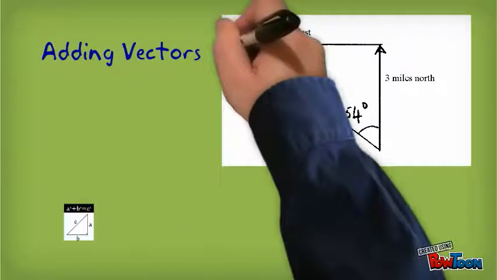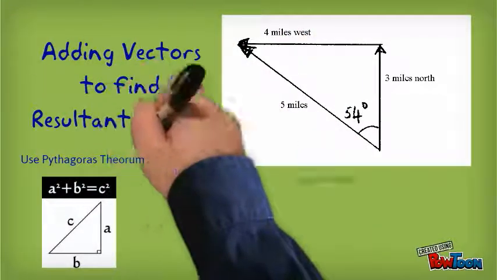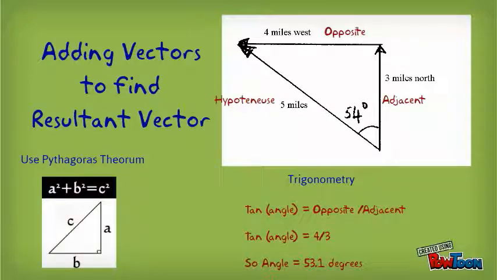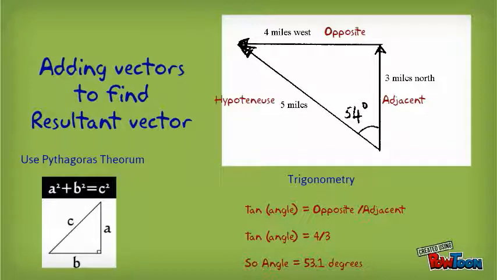We can find the resultant vector by adding vectors together, and we do this in the following way. If I start off and walk 3 miles north and then turn and walk 4 miles west, I can draw a little triangle, and I can use Pythagoras' theorem to work out the total distance travelled in a straight line from my starting point, which is a squared plus b squared is c squared, and that in this example would give me 5 miles distance.